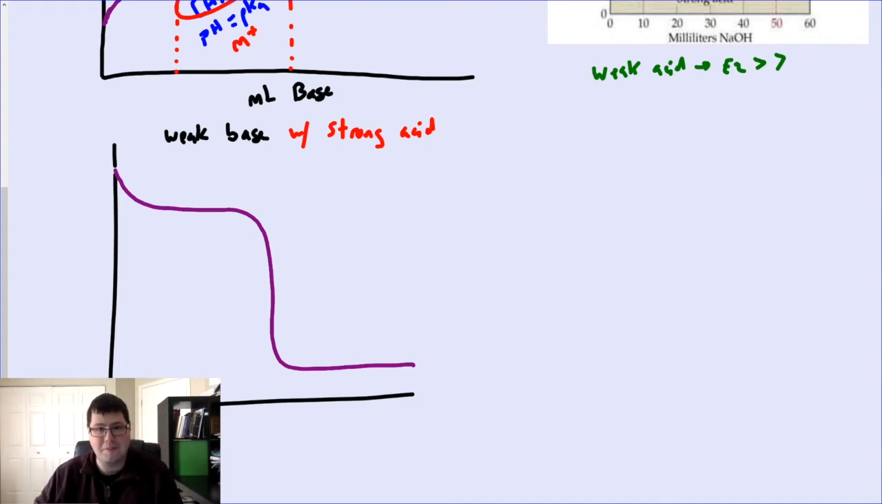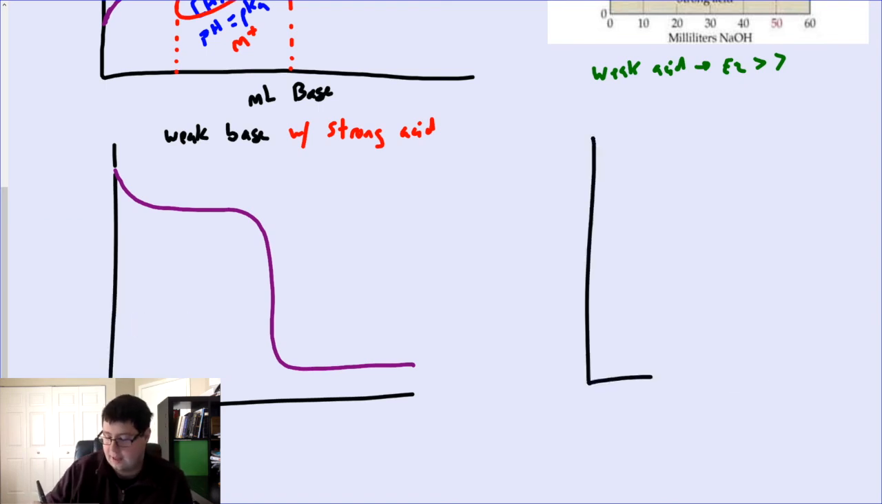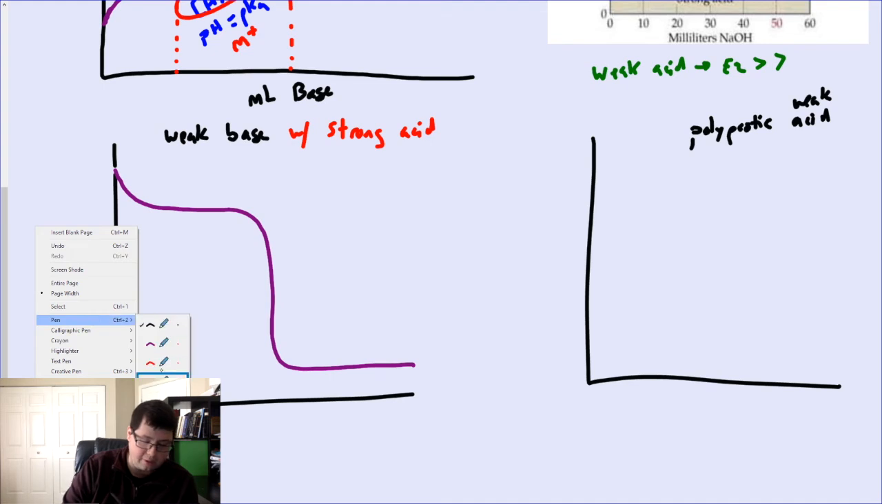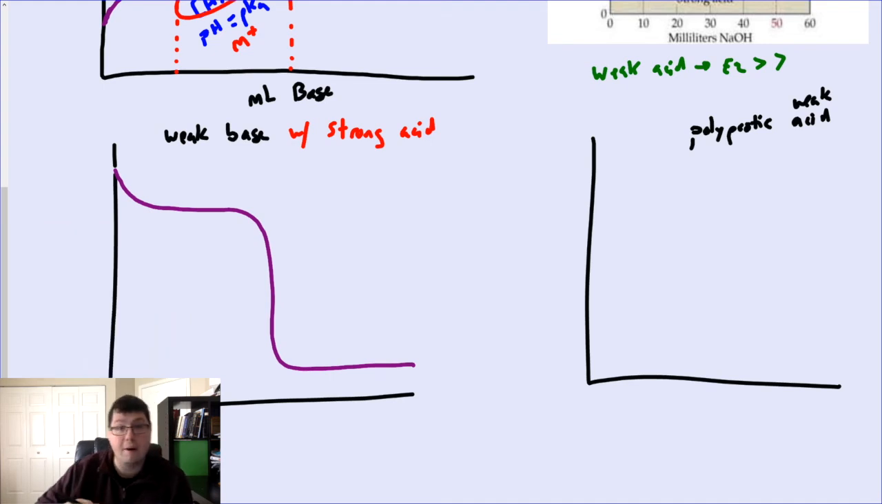The final type of thing that we could see is what happens when you have a polyprotic acid, or an acid with multiple pKa's. If you take a look at the curve of a polyprotic, and we're going to say it's a weak polyprotic acid, those curves will have multiple buffer regions because each of those protons can have a different Ka. And so we might see a curve for a polyprotic that may look like this.